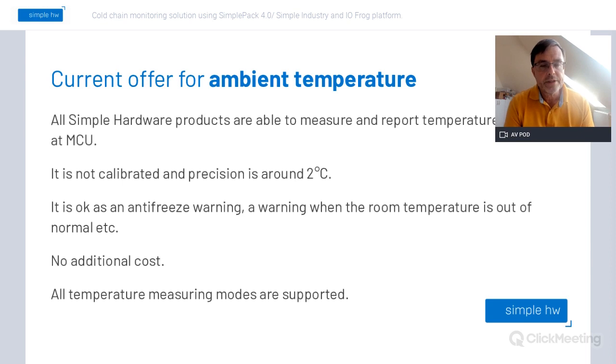It's not very precise, not very accurate. We are about 2 degrees Celsius. It's not calibrated and cannot be calibrated, but it's free of charge, and it's okay when you want a warning, for instance, if you have a leakage detector and you want to combine it with a warning that sub-zero temperature is coming, so antifreeze solutions, or if you want to report that the room temperature is really out of normal. Those are the types of applications where non-precise ambient temperature monitoring can be used.